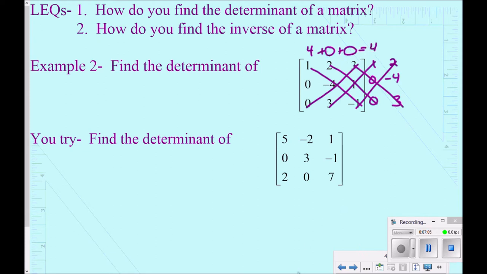Now I'm going to go up the diagonals. 0 times negative 4 times 3 is 0. 3 times 1 times 1 is 3, and negative 1 times 0 times 2 is 0. I'm adding those, and again, I get 3. Now, just like what we did in the 2 by 2, after we got the diagonals, we subtracted them. I'm going to do that here with these sums of the diagonals. So I'm going to subtract 4 minus 3, and the determinant is 1.